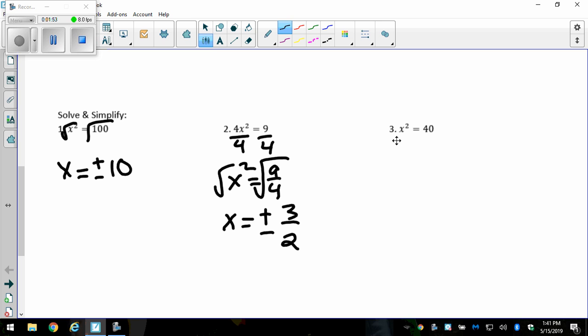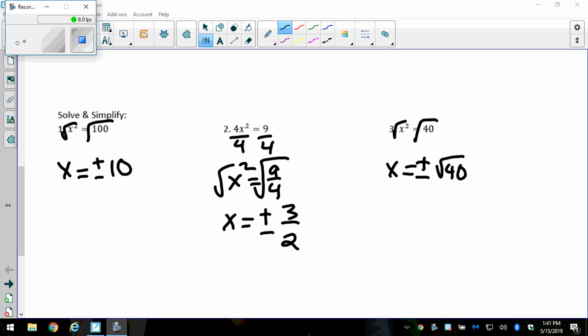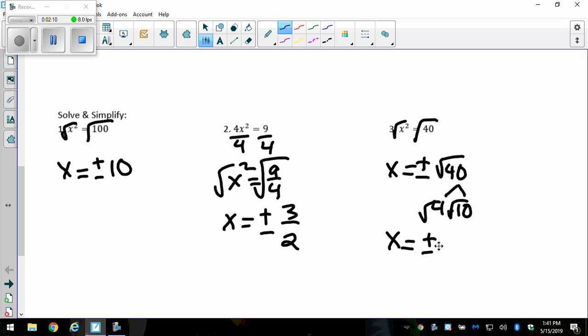So for number 3 here, square root both sides to get x by itself. I get the square root of 40. And then I ask myself, is there a perfect square that goes into 40? The answer would be yes, 4 times 10. So square root them. So x really equals plus or minus 2 square root of 10.